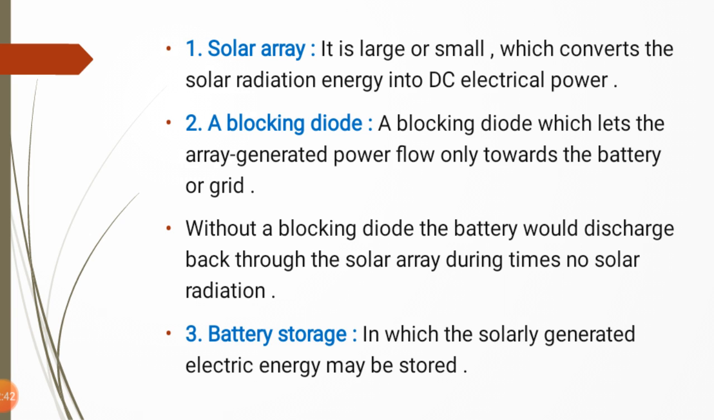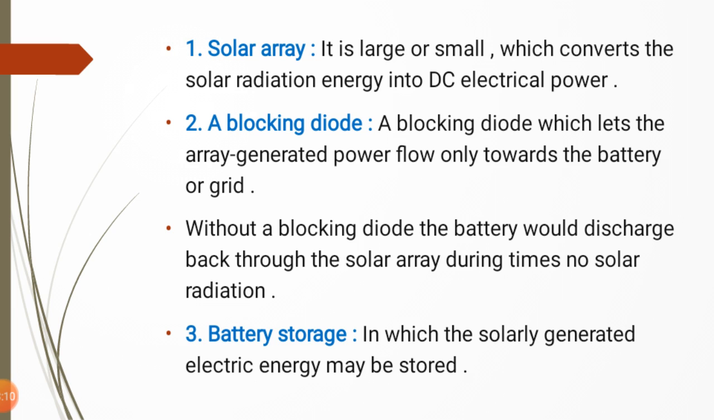But when there is no sunlight, then electricity cannot be generated from the solar array, so the battery will discharge through the solar array. So the function of the blocking diode is to prevent the discharging of the battery. Without a blocking diode, the battery will discharge back through the solar array during times of no solar radiation. That means when there is no solar radiation, the blocking diode prevents the battery from discharging.